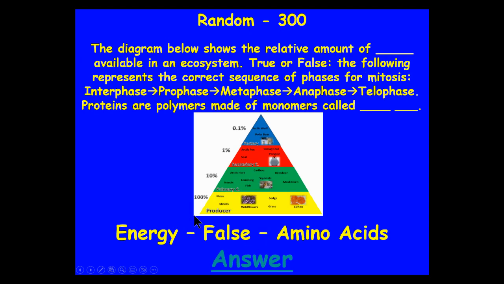All right, so this is the amount of energy. So remember, you lose 90% of the energy each trophic level you advance up. False, interphase is not part of mitosis. It is preparation for mitosis. And amino acids are the monomers that make up proteins.